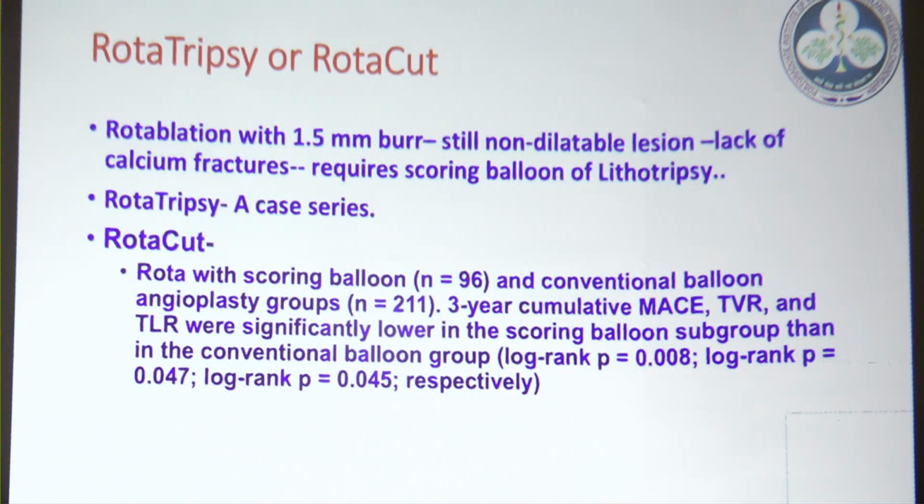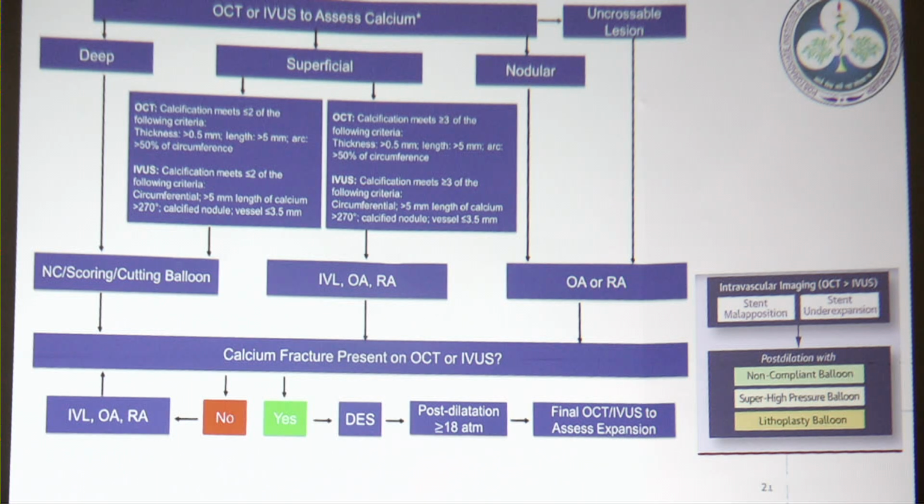And then sometimes with the individual therapy, you are not able to have a good result. Rotablation with the 1.5 burr or the higher burr, and then still the lesion is not dilatable. Either you can use the scoring balloon or lithotripsy. Rotatripsy is the one, and this Rota-Cut is another study where 96 patients with a conventional balloon angioplasty and those with the cutting balloon were compared. And it is found that the 3-year MACE rate is significantly better in those with rotablation followed by cutting balloon compared to non-compliant balloon. And this is the algorithm for the management of the calcified lesion.